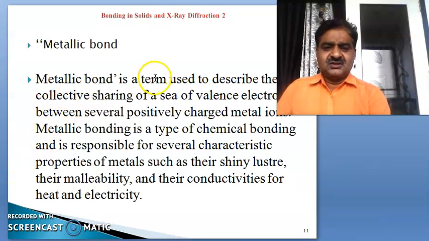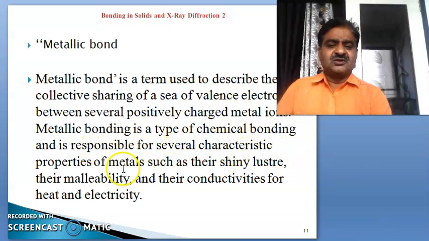Now let's turn towards metallic bond. Metallic bond is a term described by the collective sharing of valence electrons between several positively charged metal ions. Metallic bonding is a type of chemical bonding and is responsible for several characteristic properties of metals, such as their shiny luster, their malleability, and their conductivities for heat as well as electricity.